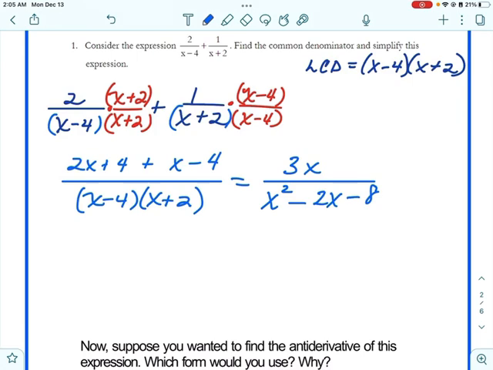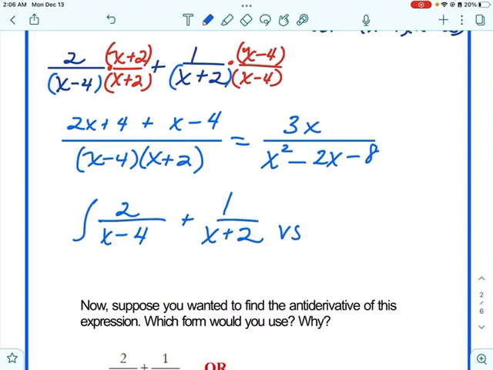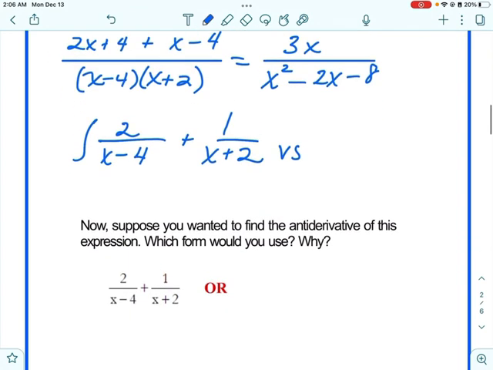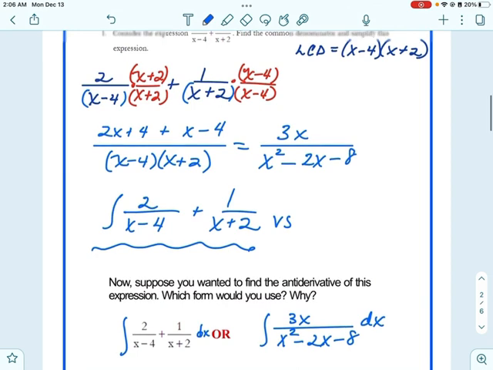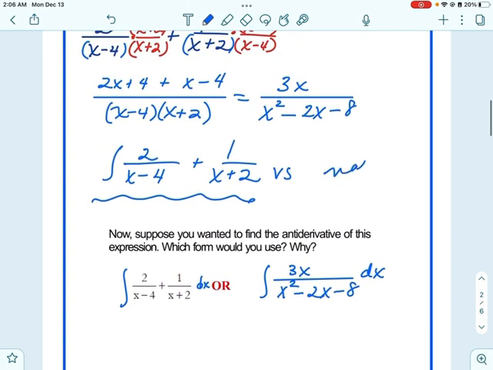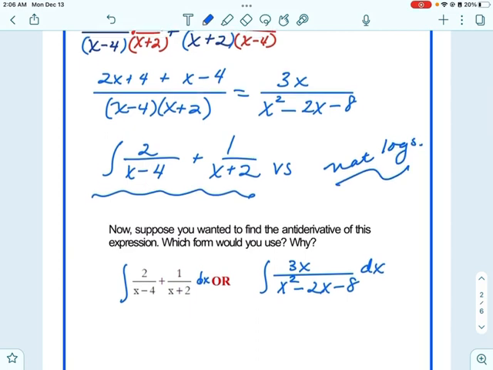So now think about it for a second. If we had the integral of 2 over x minus 4 plus 1 over x plus 2, versus, now you know that's kind of easily handled, right? So suppose that you wanted to find the antiderivative of this expression. Which form would you use? Would you use the 2 over x minus 4 plus 1 over x plus 2, putting a dx on the end, or would you do 3x over x squared minus 2x minus 8 dx? Even looking at what I had in the beginning, if I had to integrate it, you know that's just natural logs, right? So kind of a nice setup there.